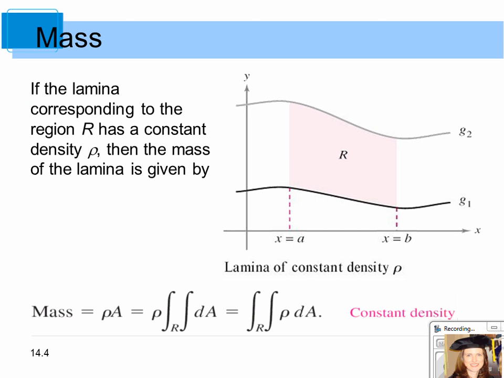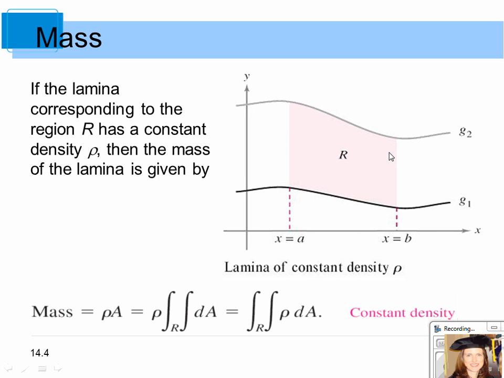This picture shows a shaded region R. We can find the mass of a lamina corresponding to that shaded region. If it has a constant density rho, then the mass of that lamina can be found by the following. Mass is equal to rho, which is the density, times area.